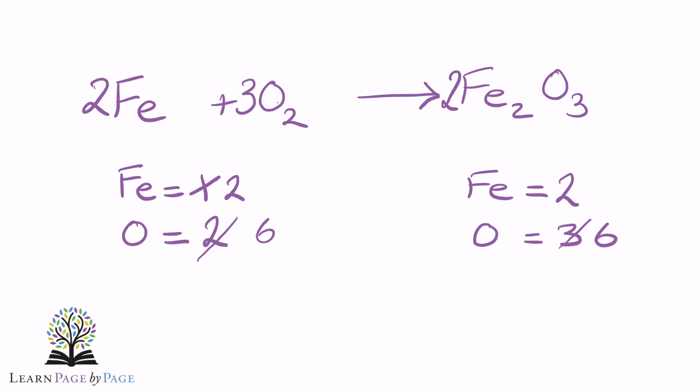So there our oxygens are balanced, but what's happened is it's increased our iron because 2 times Fe2 will actually give 4. And if that's become 4, this needs to be 4. So we rub that out, put a 4 there, change that, and that's perfectly balanced.